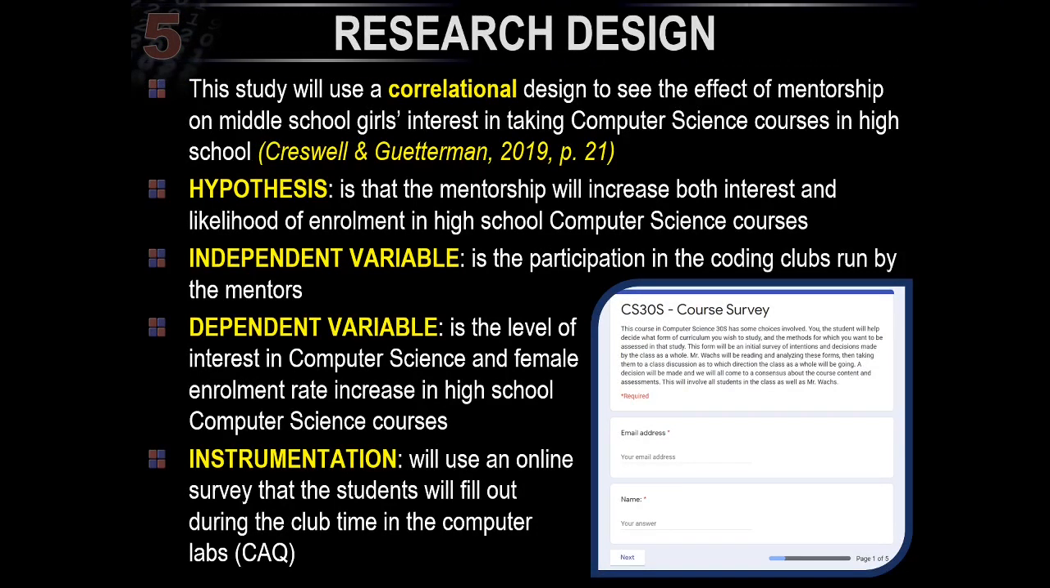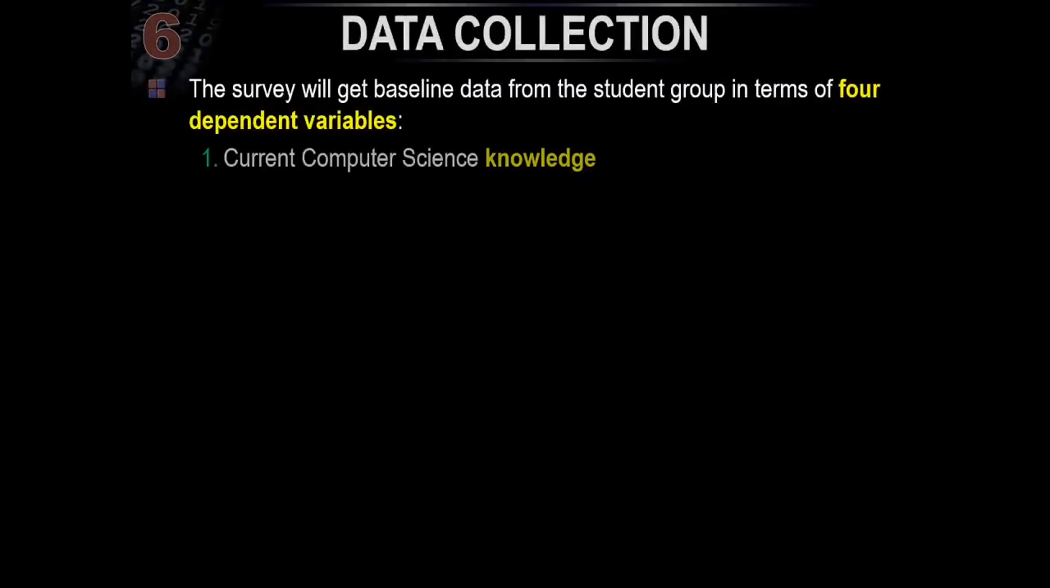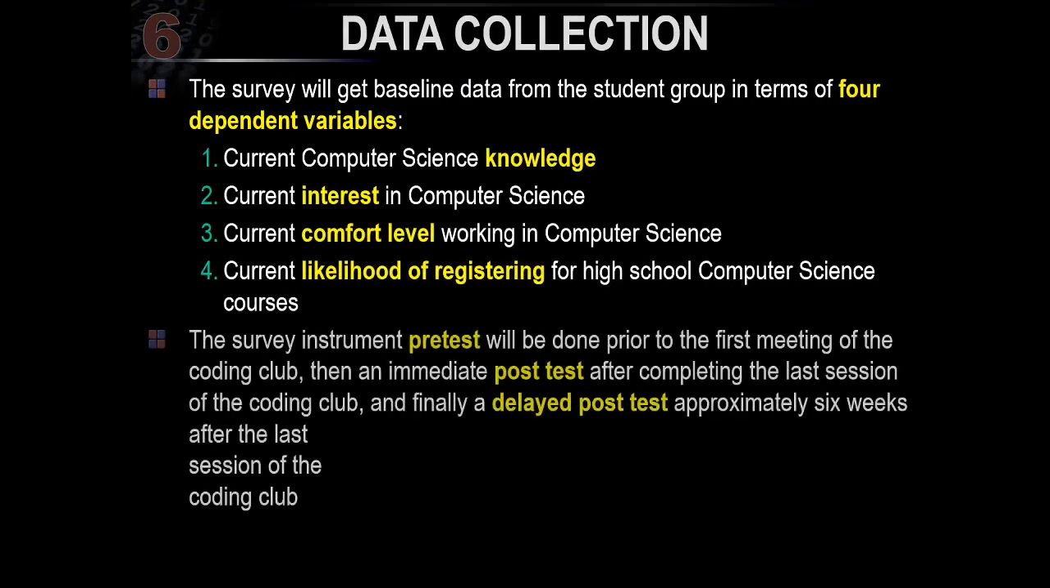The hypothesis, again, is that the mentorship will increase both interest and likelihood of enrollment. The independent variable is the participation in the coding clubs by the mentors, and the dependent variable is the level of interest and female enrollment rates in the high school computer science courses. Now, that's a general description. The instrumentation will use an online survey to fill out, like the CAQ described earlier in the definition of terms.